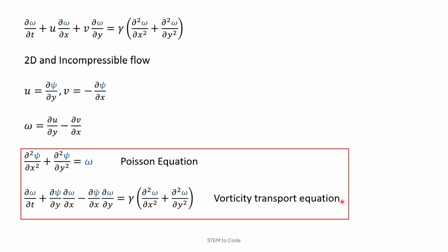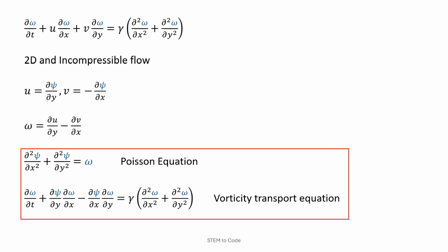So what we did here basically is that we changed our primary variables from u and v to a new set of variables that are omega and psi. This is a coordinate transform, and from now onwards we will work with psi and omega instead of u and v.